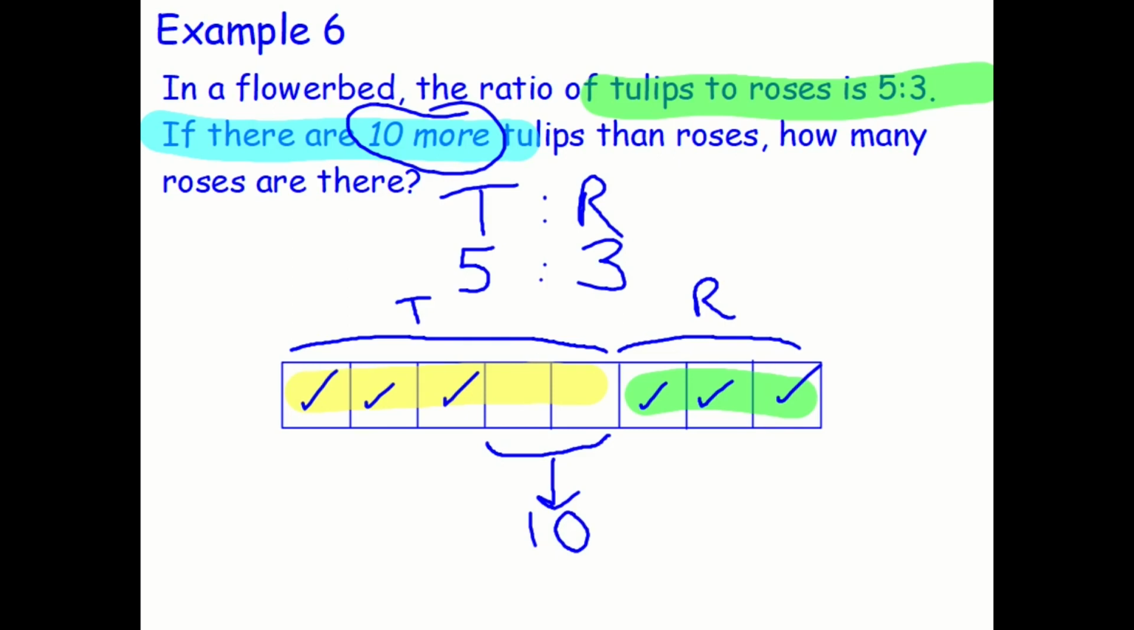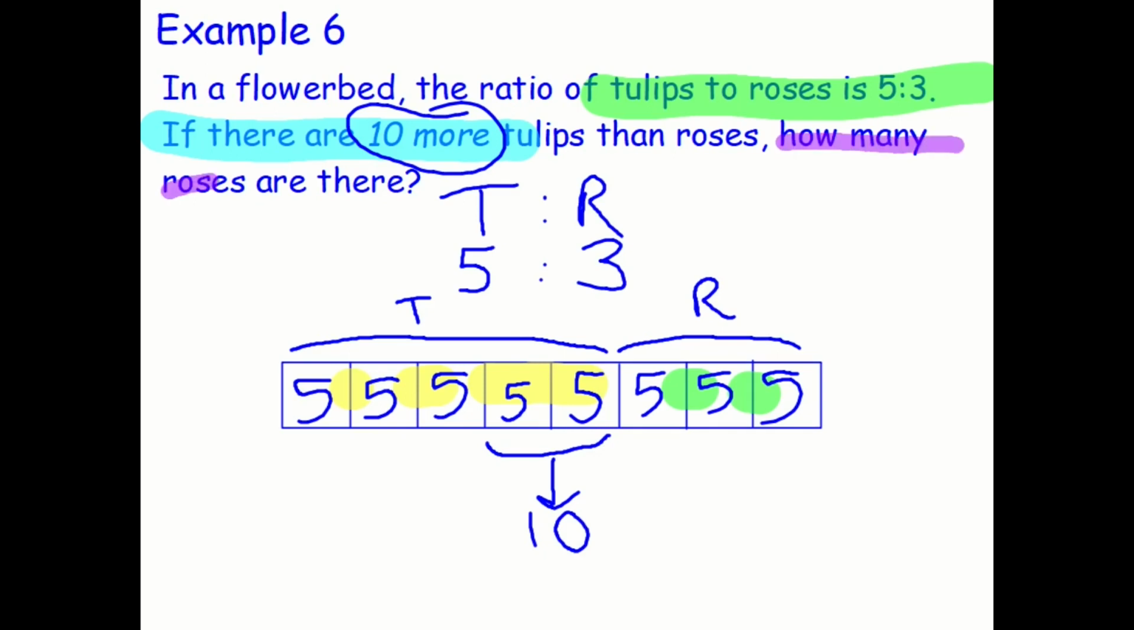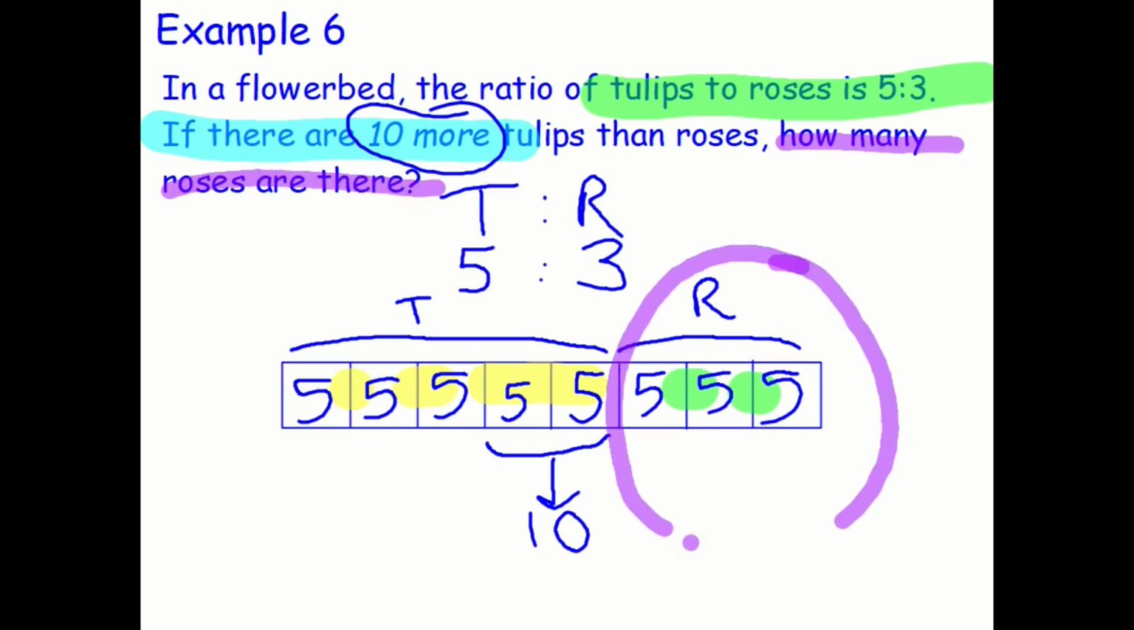So what does that mean is in each box? Well, each of those boxes is 5, because if the 2 boxes represent 10, then 1 box represents 5. That means in every single box, there is 5. So my final part of the question is, how many roses are there? There are 5, 10, 15 roses.